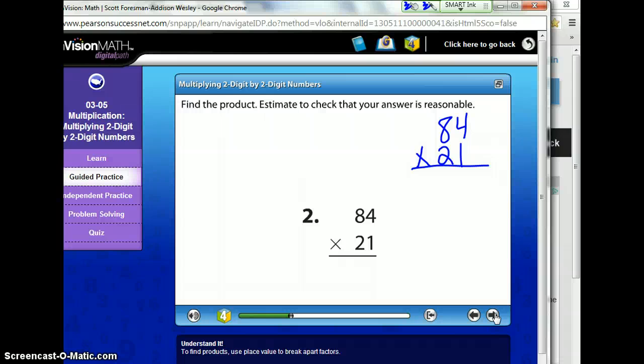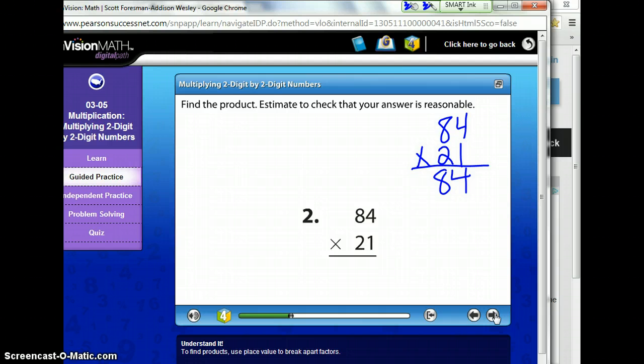Now I'm going to ask someone to talk me through this problem. You guys keep on going if you're not quite done. I think I'll start back with you, Cole. What's the first partial product? Okay. You can tell me the whole thing, actually.